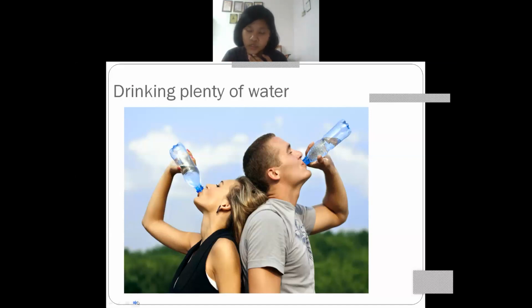Okay, next is drinking plenty of water. If a person drinks water, what will happen? The blood will become thin, like the passage from where the blood passes will become easier, so it will be easy for the blood to pass actively. So for that reason, they should maintain by drinking plenty of water in order to avoid dehydration.